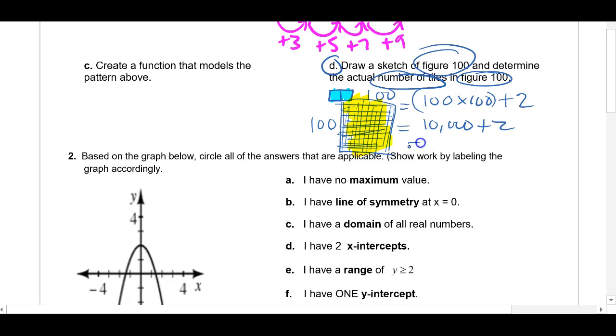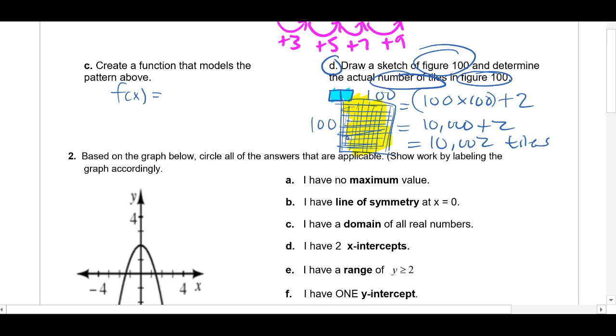Then add 2, and we get 10,002 tiles. And that will help us figure out the function. Okay, remember, every function has to start with either f of x or y. I'm going to use f of x. Now, we knew that this was 100 because the figure number is how wide and how long this square is.